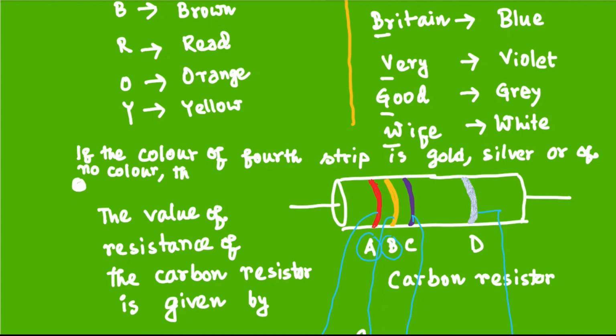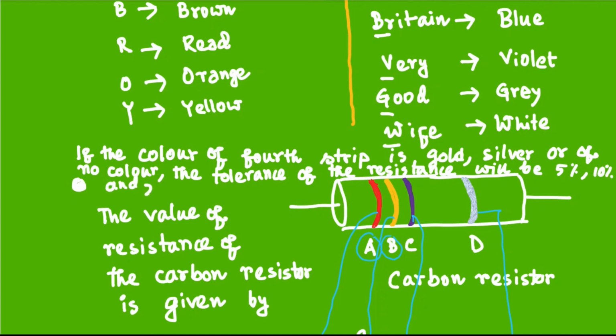the tolerance of resistance will be 5%, 10%, and 20% respectively. In this case, the fourth color strip D is of silver color. That's why the tolerance is 10%.